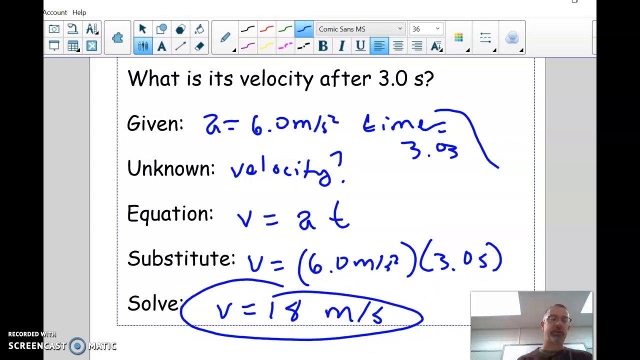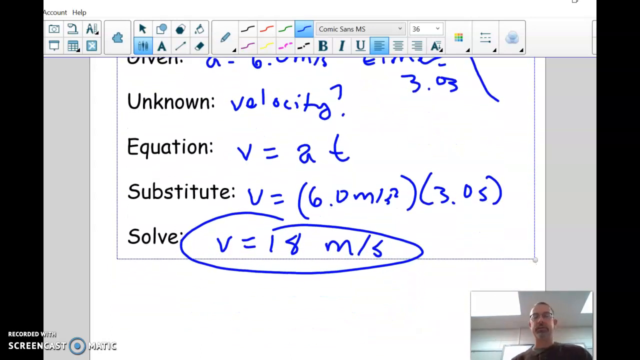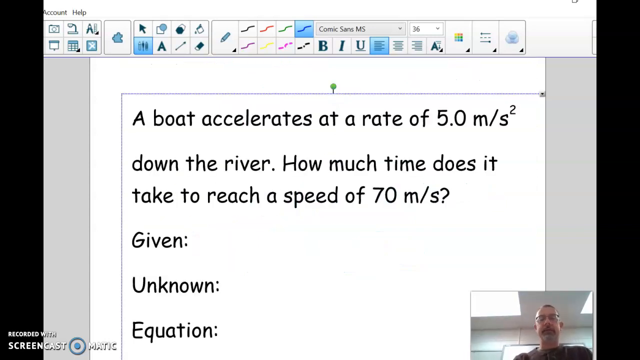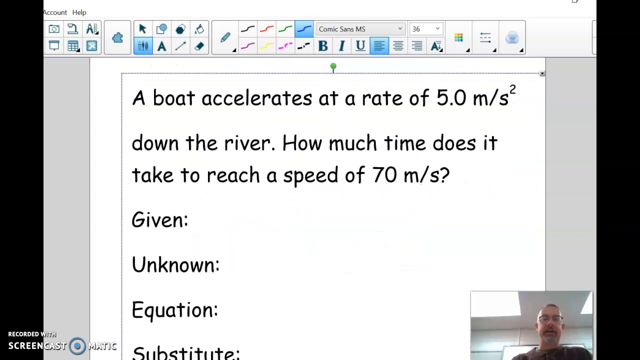I'm not going to try to trick you on these guys. I'm going to try to choose some easy numbers. I'm more concerned that you have the concept down. So we first solve for acceleration, then we solve for velocity. Now let's solve one for time.